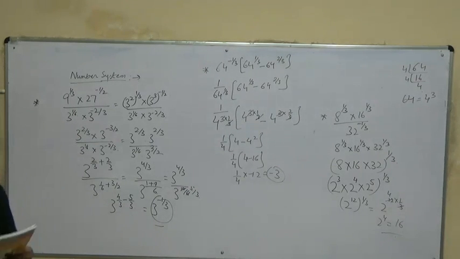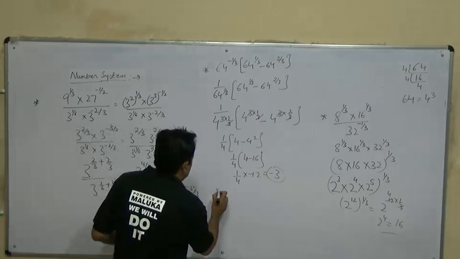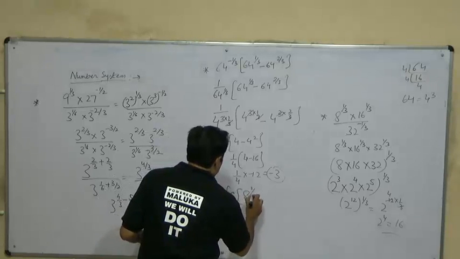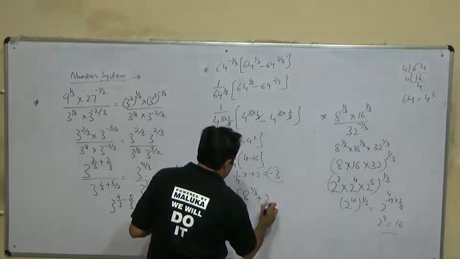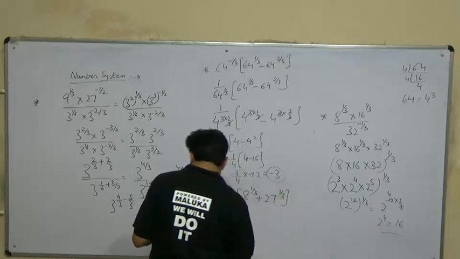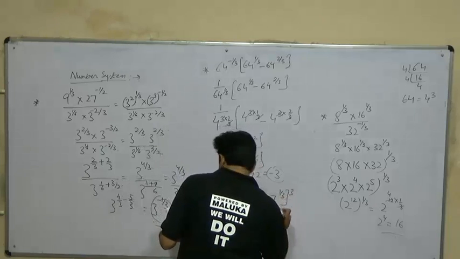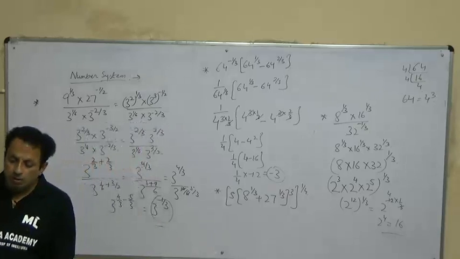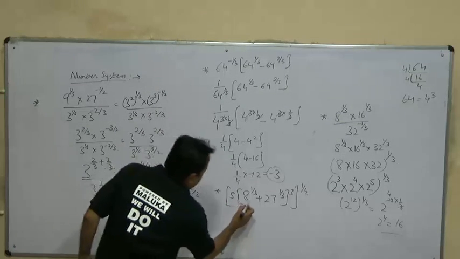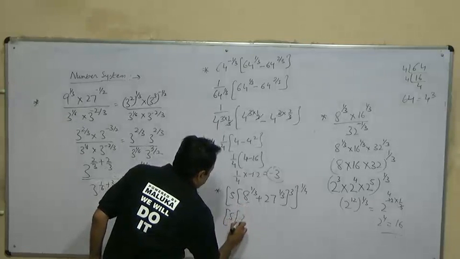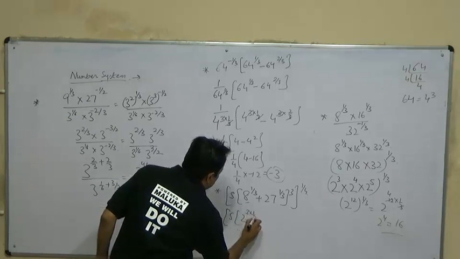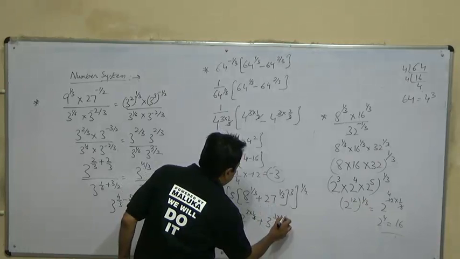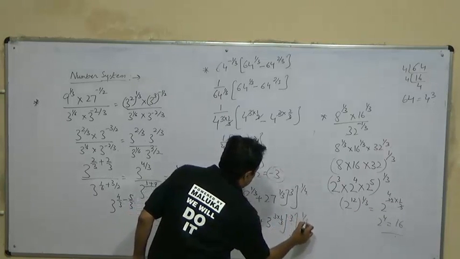One more question in this: we have to simplify 5, 8 raised to power 1 by 3, 27 raised to power 1 by 3, whole cube, then raised to power 1 by 4. So now we can convert this 8 as 2 raised to power 3, 1 by 3 plus 27 we can write as 3 raised to power 3, again 1 by 3 power, then cube and 1 by 4.